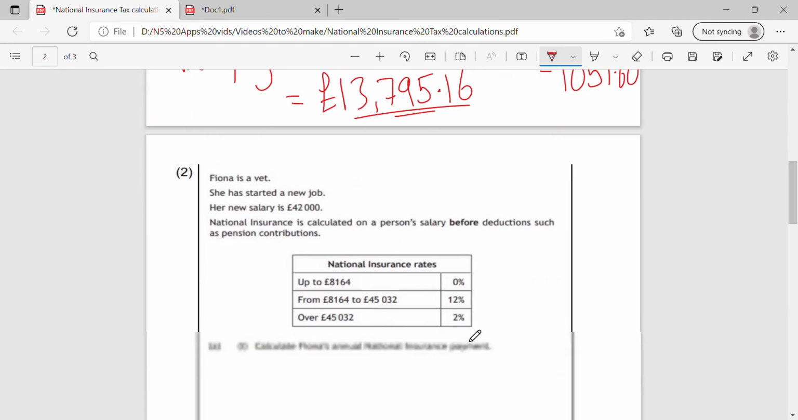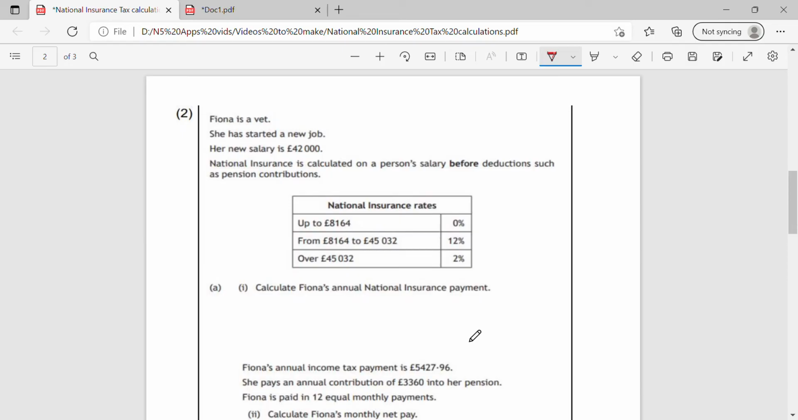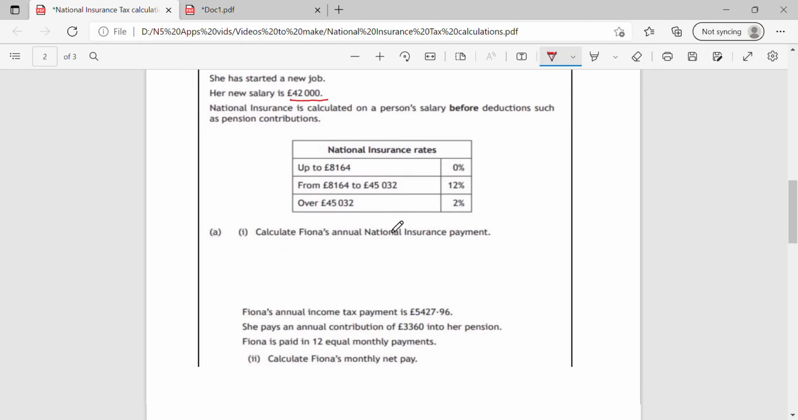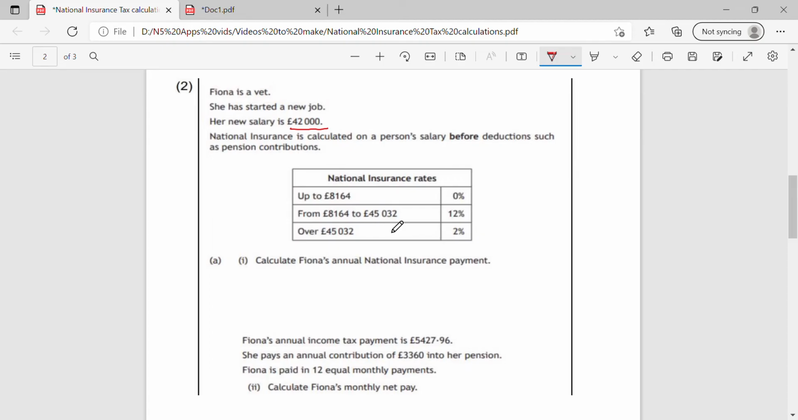Let's take a look at another example, and then we'll go on to a final example which has the extra step needed. So we've got Fiona that's a vet, she started a new job, annual salary of £42,000. That's the national insurance rates. This time notice they're different, they just change depending on the year. It says, part 1, calculate her annual national insurance payment.